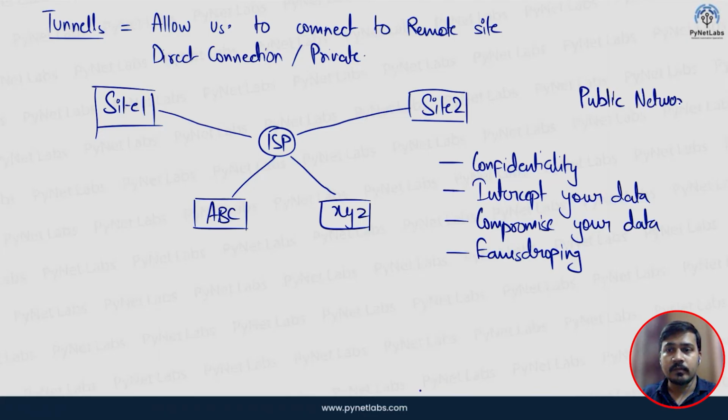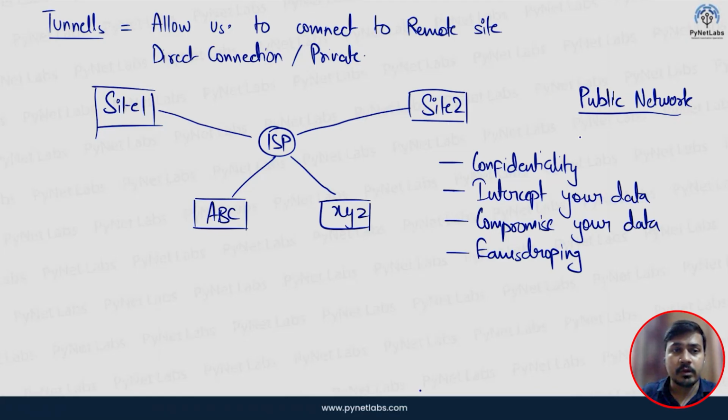If I am connecting to my remote site, say my office, which might be situated at a very distant location, it might not be possible for me to travel all the way there. So I might be using my ISP to connect to that site remotely. With the ISP, there is always a chance that someone might be trying to compromise the communication, someone might be trying to listen, someone might be capturing your data. That happens in public networks.